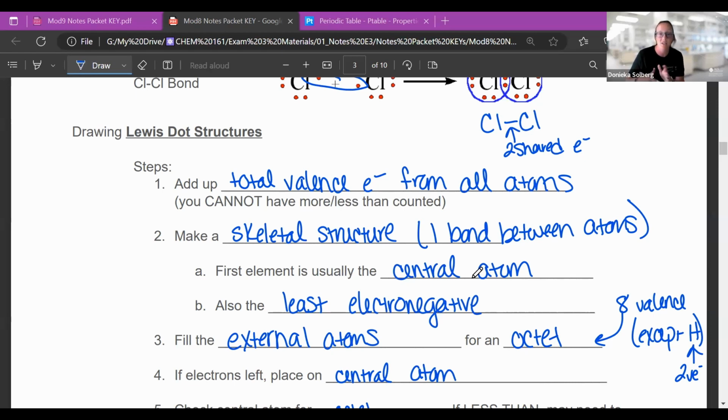Remember, electronegativity goes up and to the right. So fluorine is our most electronegative element, so fluorine is always going to be on the outside. Things with lower electronegativities are the ones that are going to be in the middle. So both of those play into our structure. You put something in the middle and the other stuff on the outside.